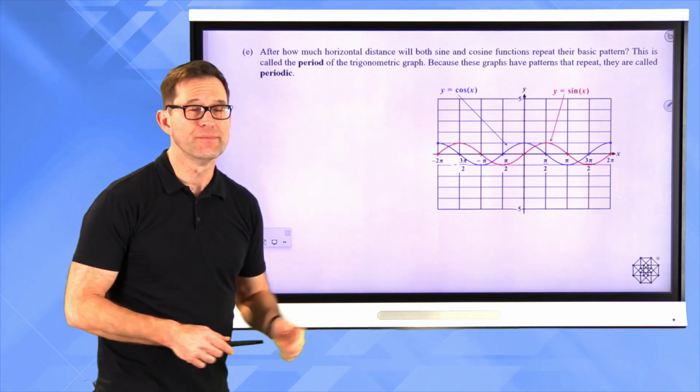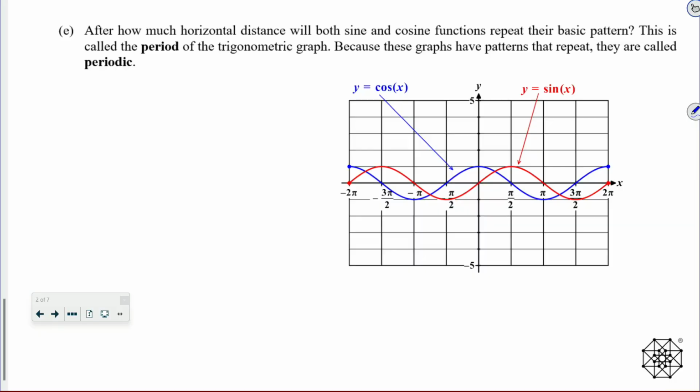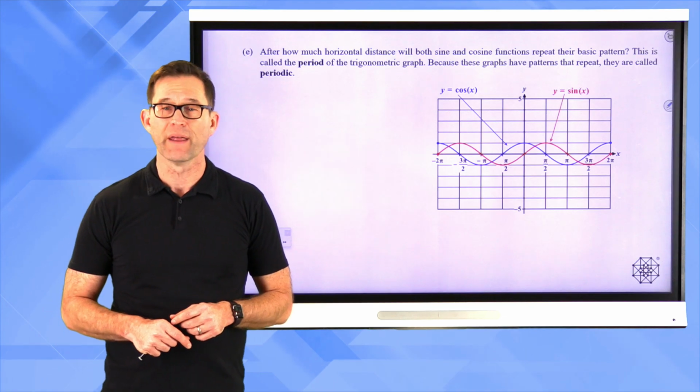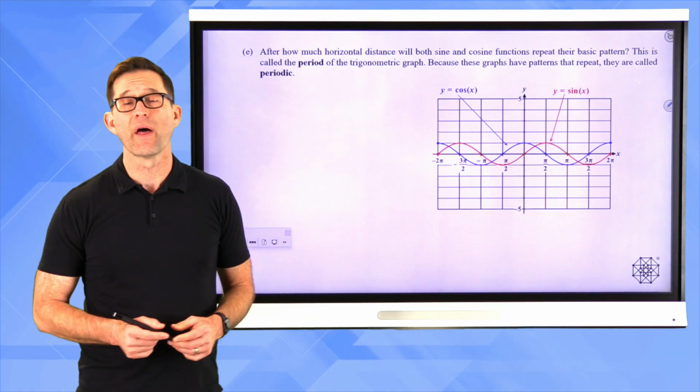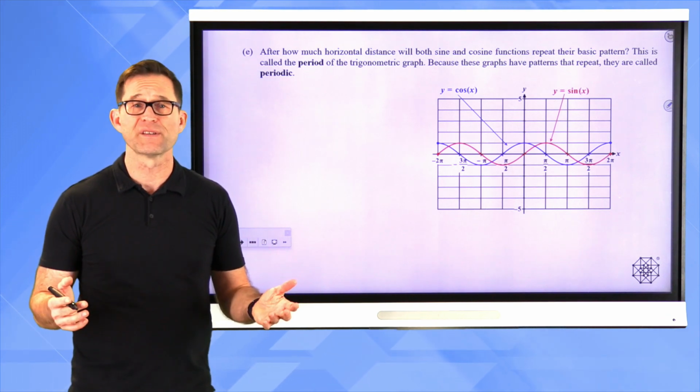Now, letter E. This one's important, as if the others weren't. After how much horizontal distance will both the sine and the cosine functions repeat their basic pattern? This is called the period of the trigonometric graph. Because these graphs have patterns that repeat, they are called periodic. All right, so this is really critical, and it also will make all the sense in the world.